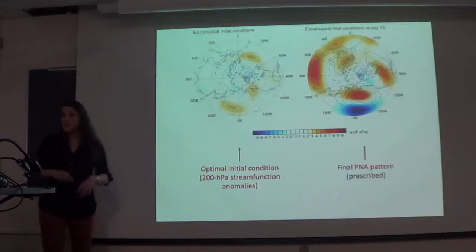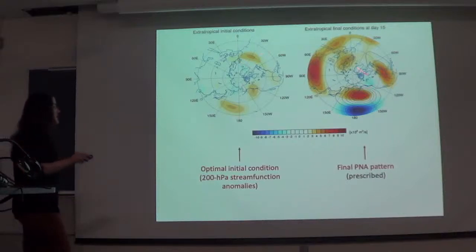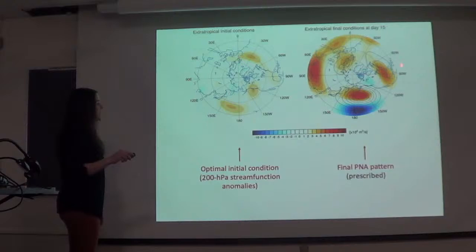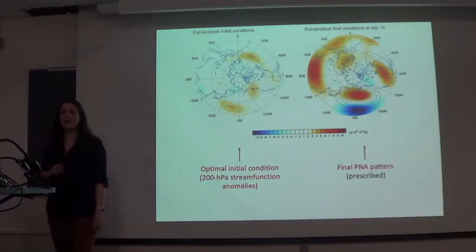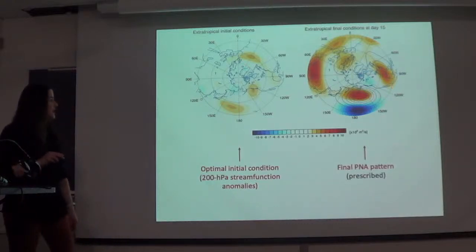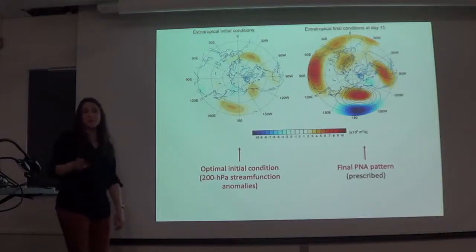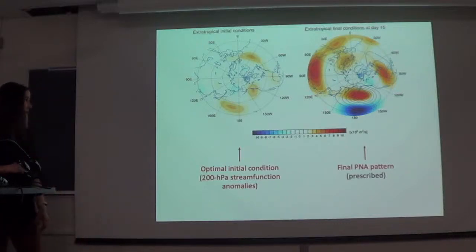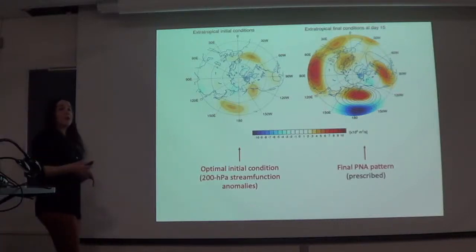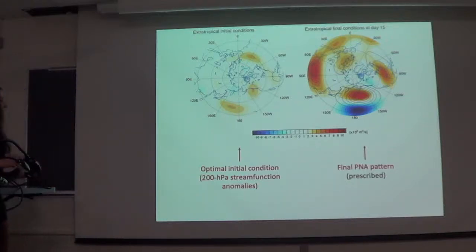Okay, so let's look at some results. We're looking at growth over a period of 15 days. So this is our final P&A pattern, right? Here you can see that P&A pattern. The color shading is our 200 millibar streamfunction. The contours are the 850 millibar streamfunction. And what you see is a P&A pattern, and you should, right? Because we prescribed it. We told it to grow a P&A pattern, so this should look like a P&A pattern, and it does. What we were looking for is this final condition, or excuse me, this initial condition.